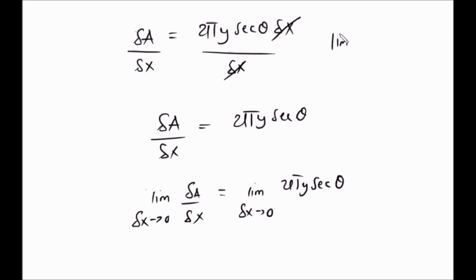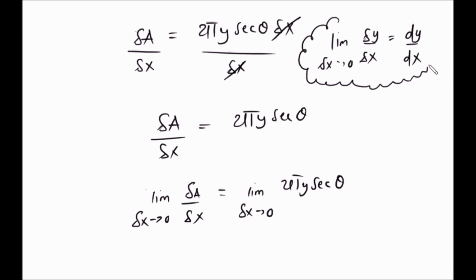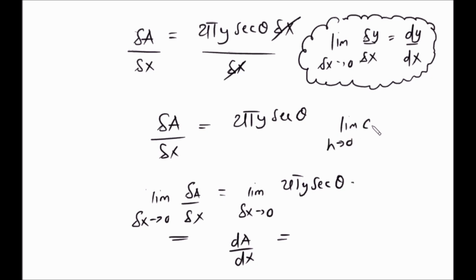So remember we said the limiting value as delta x approaches 0 of delta y over delta x is dy dx. Okay, that is the definition of differentiation. Check the differentiation playlist, the second video called incremental notation, where we explained this. So on this side we have dA dx, and because there is no delta x here, the limiting value as h approaches 0 of a constant number is that constant number. So here there is no delta x, so this remains as 2 pi y sec theta.